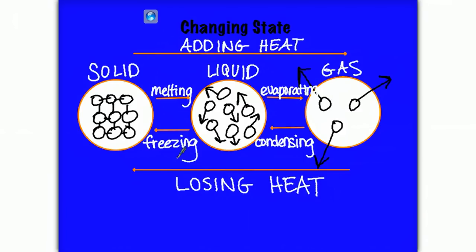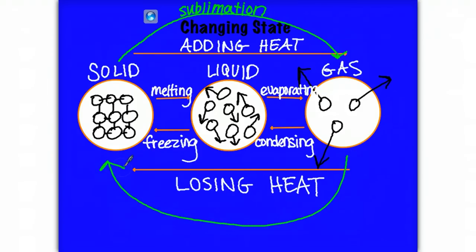Okay? Now, for our bonuses, if you're watching this, we learned that there is one that changes directly from solid to gas. That's when we were talking about dry ice. And that's sublimation. That's a bonus question. Okay? If you're going directly from a gas to a solid, we learned that that was deposition.